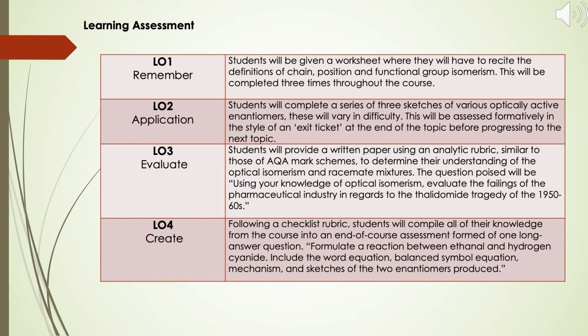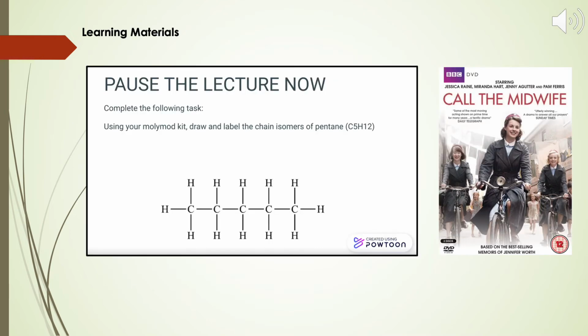And finally, for learning objective 4 at the create level, following a checklist rubric to help them, the students will compile all their knowledge from the course into an end of course assessment, which will form one long answer question. This question is to formulate a reaction between ethanol and hydrogen cyanide, and from this include the word equation, balanced symbol equation, mechanism and sketches of the 2 enantiomers produced.